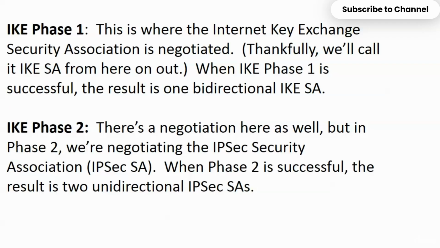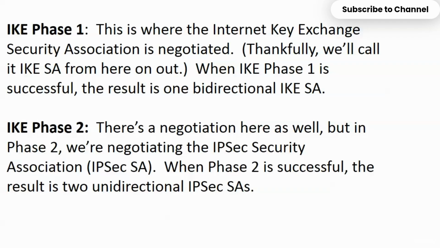Be sure you have these 2 phases totally clear in your mind as to what goes where and what's going on with IKE phase 1 and IKE phase 2. They're both negotiations. The first one, this is where the, take a deep breath, Internet Key Exchange Security Association is negotiated. And that's what we call an IKE SA, and that's what we'll be calling it from here on out. When this phase is successful, the result is one bidirectional IKE SA.